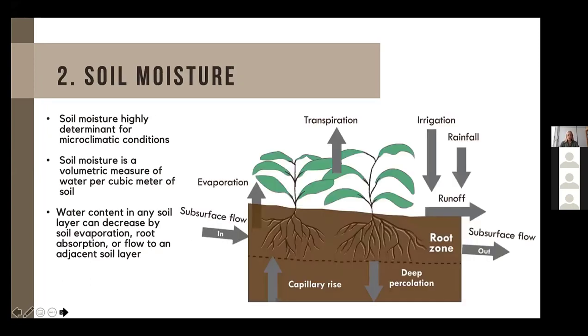So then the soil moisture, as we also saw from the previous example, is a very important determinant for the microclimate. So whether or not soil moisture is available will tell a lot about the microclimate that is happening there. Soil moisture is basically the volumetric measure of water per cubic meter in the soil. And as can be seen from this picture, the water content in any soil layer can actually decrease by soil evaporation, root absorption, or flow to an adjacent soil layer. So the amount of soil moisture that is within the soil is constantly changing.